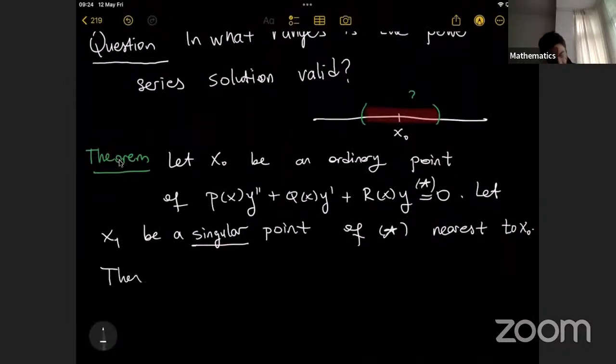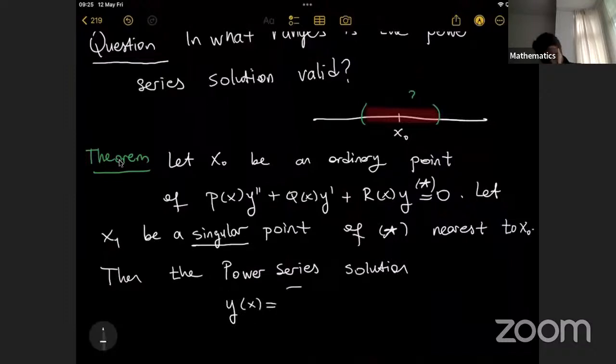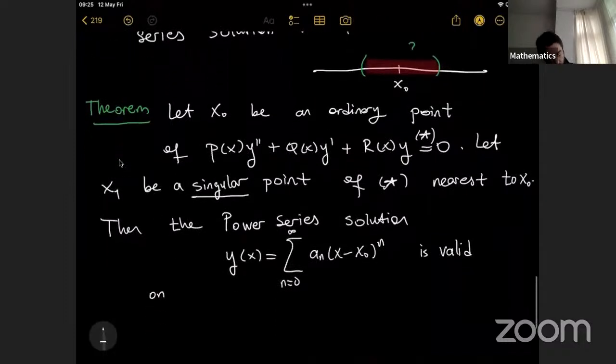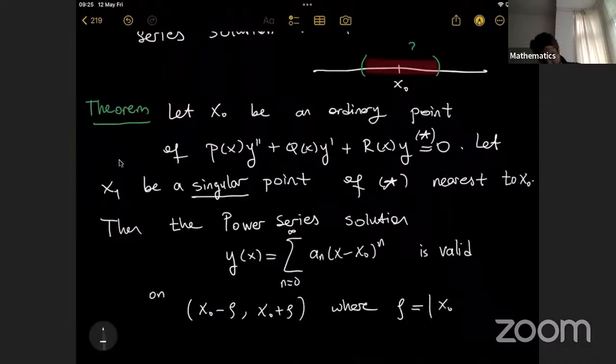Then the power series solution y(x), which is the sum of a_n times (x minus x0) to the n, is valid on the interval (x0 minus rho, x0 plus rho), where rho is the distance from x0 to x1.